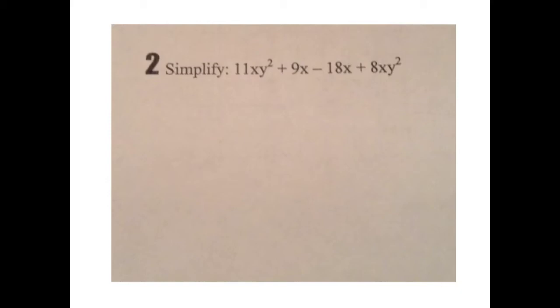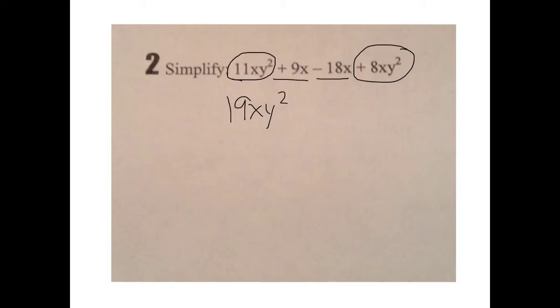Number 2, just simplification. So this is just, we've simplified by combining like terms and distributive property. So look for anybody who is the last name xy squared. So that guy does. So in my calculator I do 11 plus 8 is 19xy squared. 9x and minus 18x. So in my calculator I do 9 minus 18, negative 9x. These are unlike terms, so I'm done.